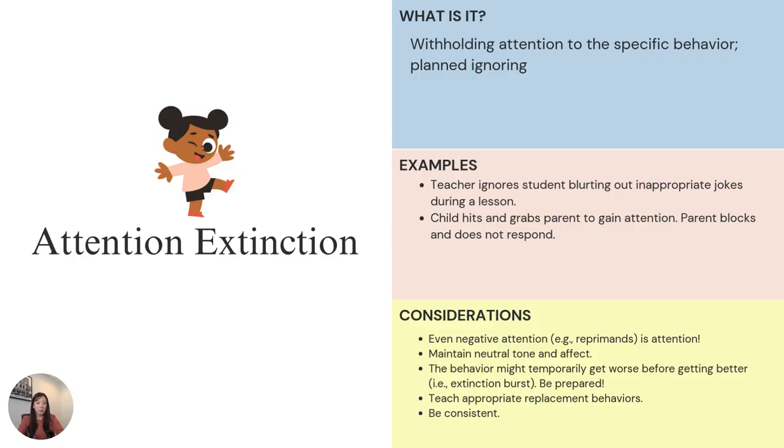Some considerations for this procedure: we want to remember that even negative attention, like frowns or reprimands, are attention. I'd be very mindful about the way we respond. We want to maintain a neutral tone and affect. We don't want to give in. And like any other extinction procedures, again, we want to remember that the behavior might temporarily get worse before getting better. It's also important to teach appropriate replacement behaviors. Like, for example, with the example here where the child is hitting and grabbing for attention, we can teach the child to gain attention appropriately by either tapping or making eye contact, or maybe even just calling mom. And lastly, we want to be consistent.